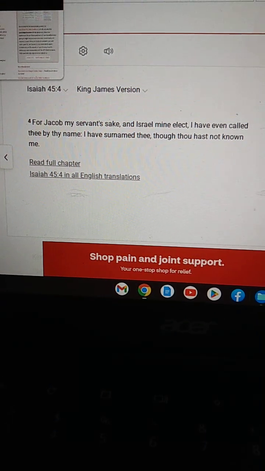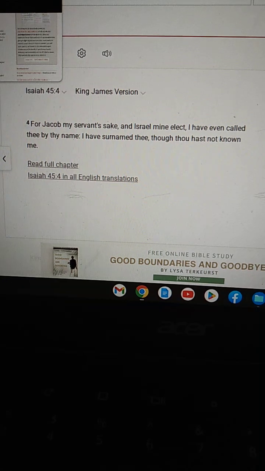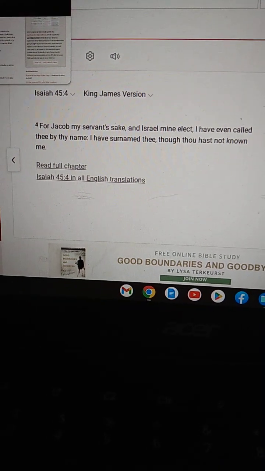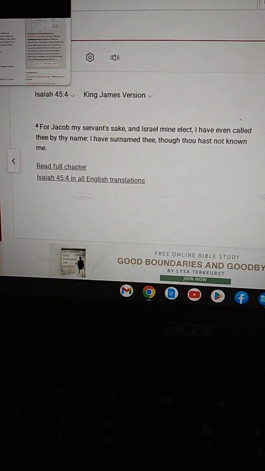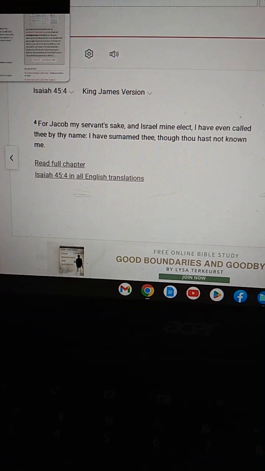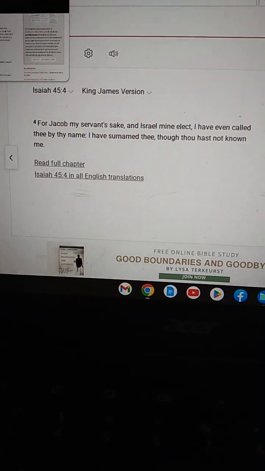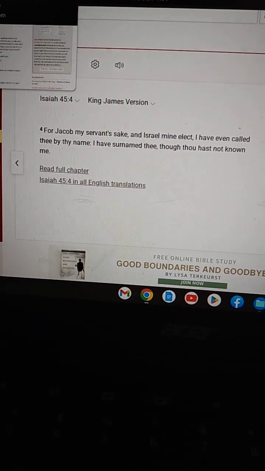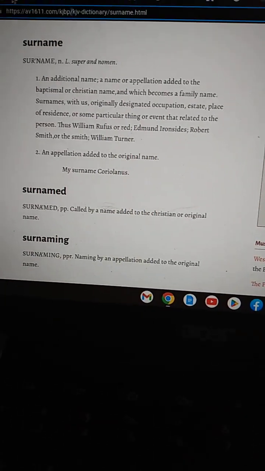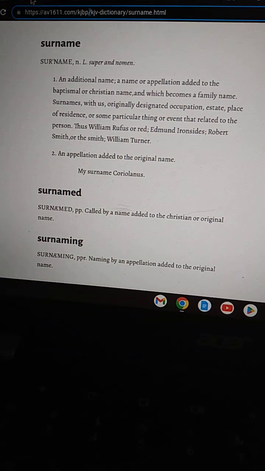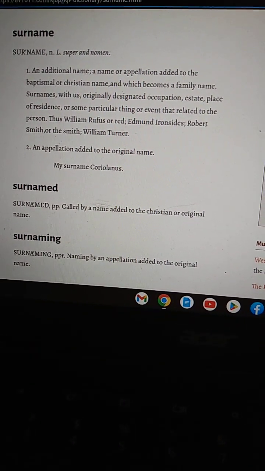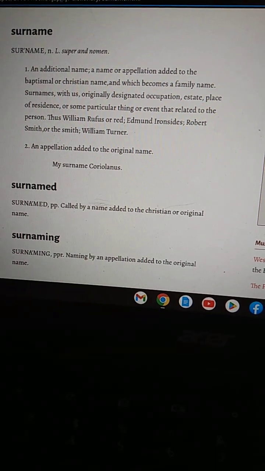But before I get into that, I want to go into a scripture. I want to go into Isaiah 45:4, and then read, "For Jacob my servant's sake, and Israel mine elect, I have even called thee by thy name. I have surnamed thee, though thou hast not known me." So more or less, the Most High is letting us know that he surnamed us. And now, what is a surname? We ain't gonna go all the way. We're gonna do a little here, a little there.